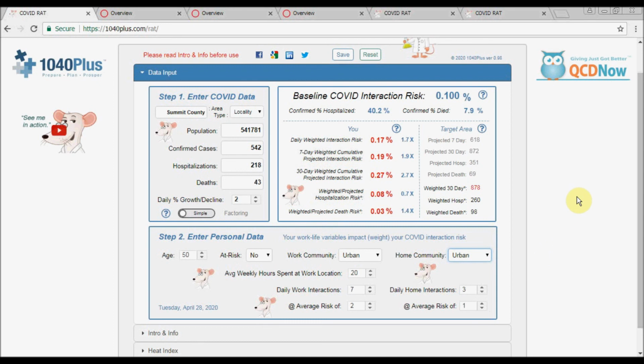So I'm sure you want to get started entering in accurate data for your area, as well as seeing how your lifestyle variables affect not only your risk, but the risk of your community.